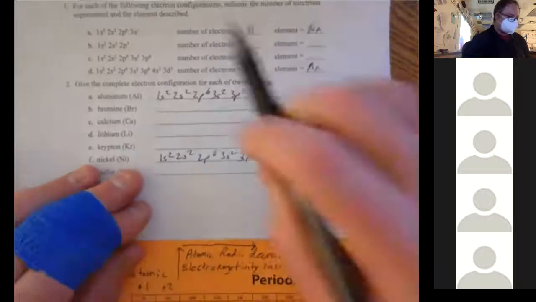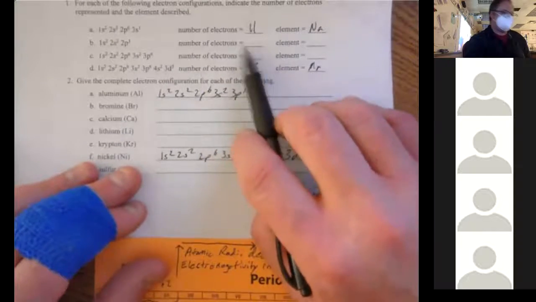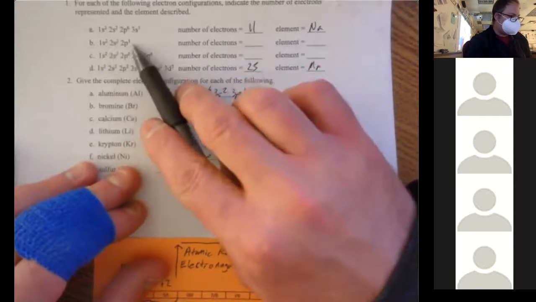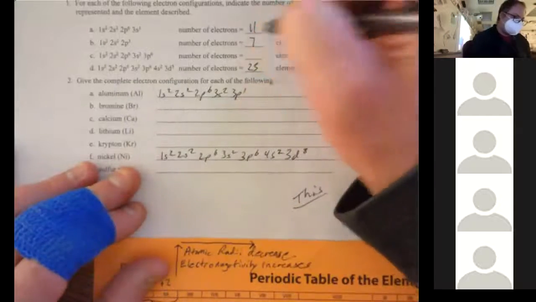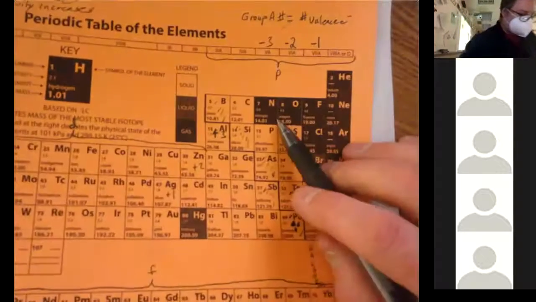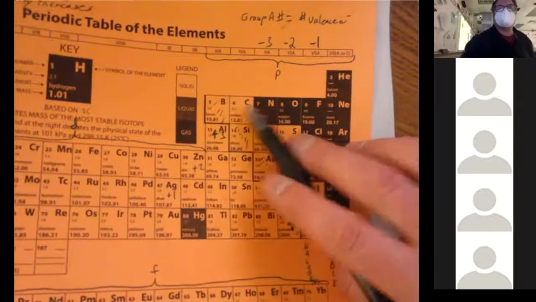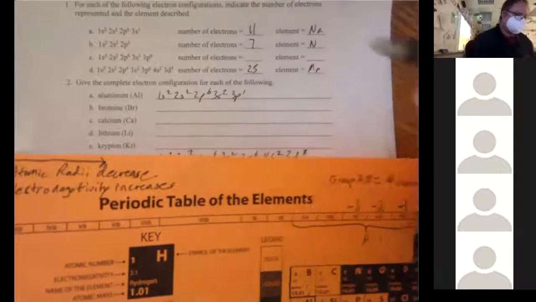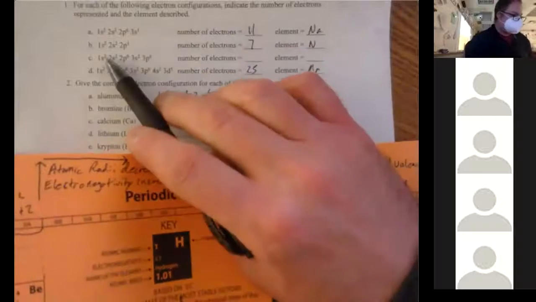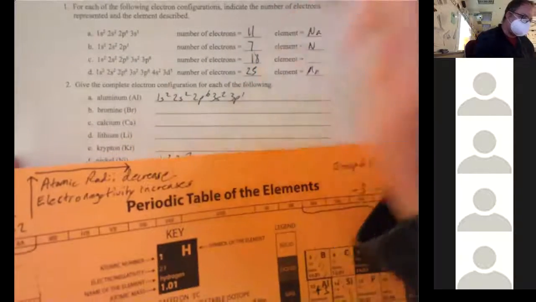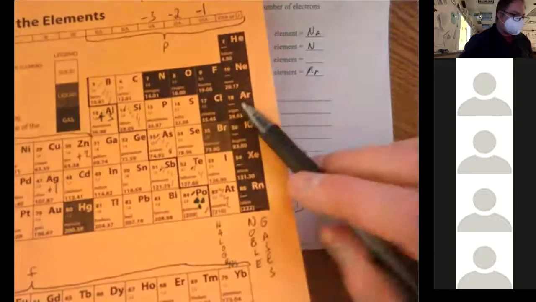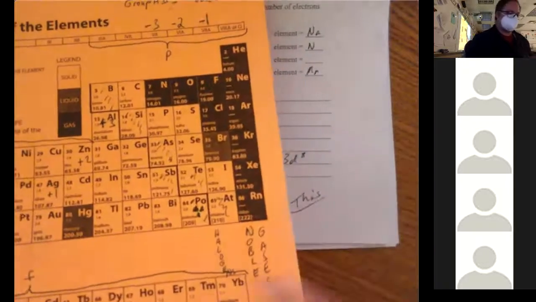So if we take a look, the first thing you need to know is the number of electrons. So if we take a look, 2 plus 2 plus 3, that is 7. We want to find the element with the number of electrons of 7. We look on the periodic table, we look at the atomic number. That is 7, that is nitrogen. 2 plus 2 plus 6 is 10, plus 2 plus 6 is 18. We find on the periodic table 18, that is argon.